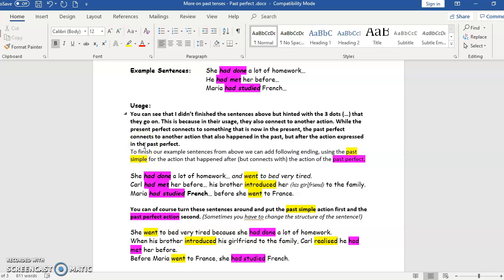Now, I am sure that is very confusing to understand. So, don't give up yet. To finish our example sentences up here, we can add an ending using the past simple for the action that happened after what happened here, that we used the past perfect for. So let's have a look here.